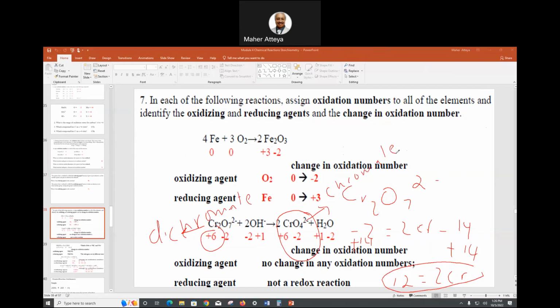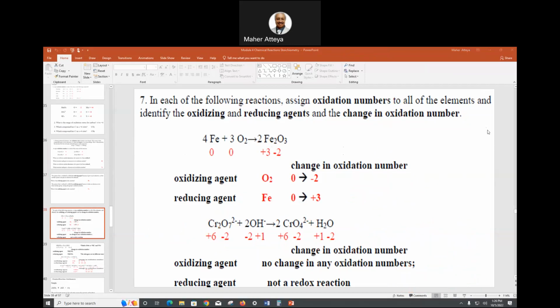So now we have all these charges there. Hydrogen is always +1, oxygen always -2. So let's look at this. Tell me which one is being oxidized and which one is being reduced. It looks like oxygen is out of the consideration.